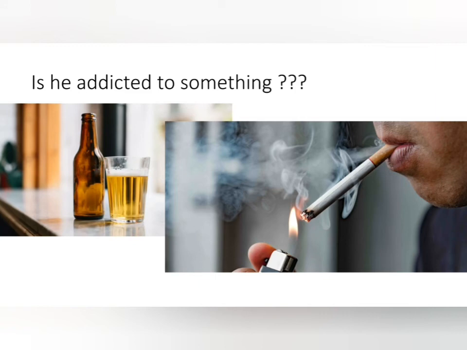Okay, another thing is, is he addicted to something? Many people are addicted to alcohol or smoking. Due to excess consumption of alcohol or smoking, it can lead to age related macular degeneration. That is also a very sight threatening disorder. So we also need to take the history of this addiction, and you will write it in personal history.